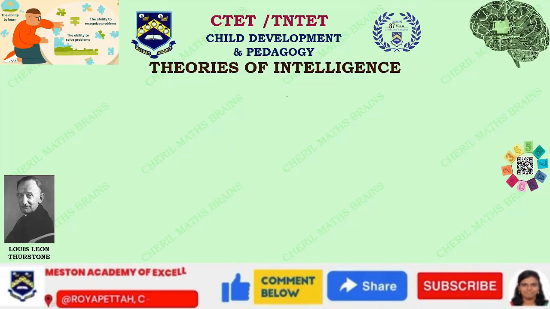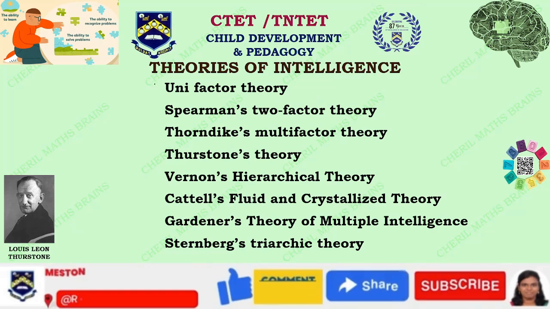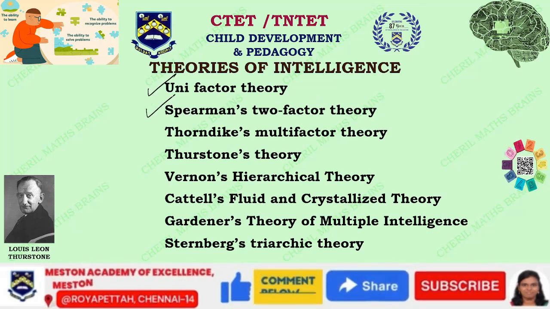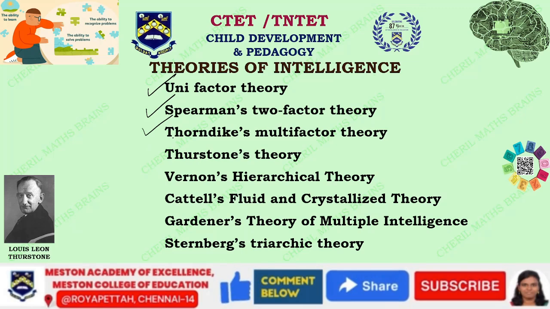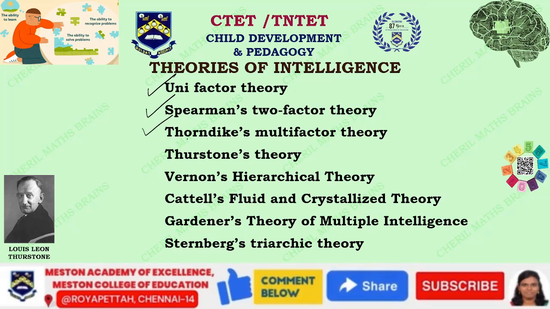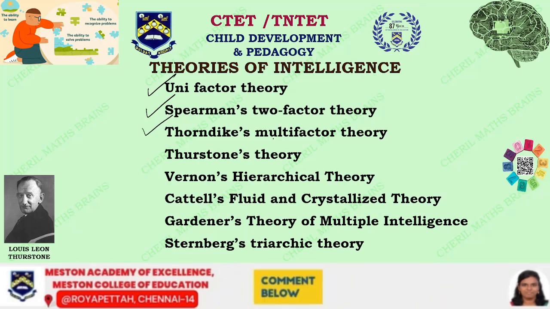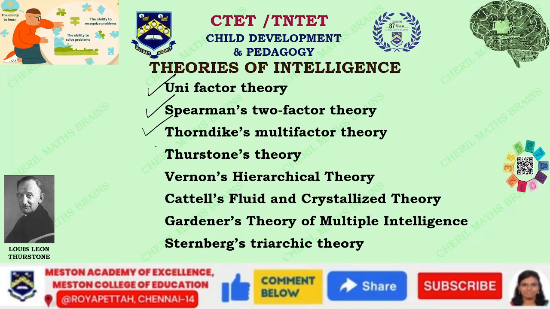So what are the theories of intelligence which we've seen already? It's going to be unifactor theory, Spearman's two-factor theory, and Thorndike's multi-factor theory. If any of you have missed one of these videos, please go back to the playlist, where you can easily find them and go through them for further understanding, so that it will be useful for you when you listen to this particular video, which is going to be Thurstone's theory, or the group factor theory.